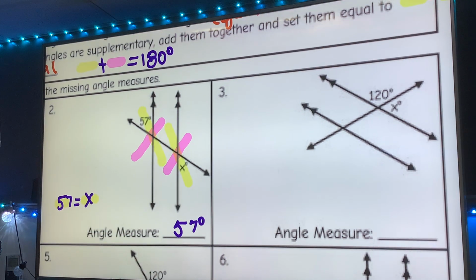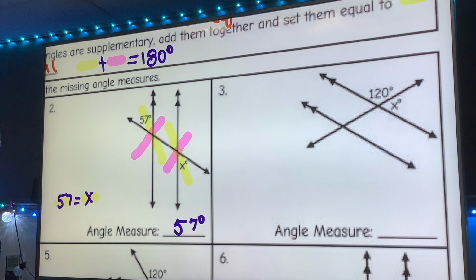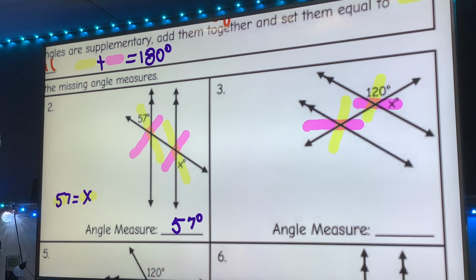So you're just going to have to color code so you can see if they are equal or if they are 180. And as you see when I color code, I go the same direction with the colors. So I see on here, I have a pink and I have a yellow. They are not the same color, so do not put an equal sign in the middle. You're putting a plus sign, and that's going to equal 180.